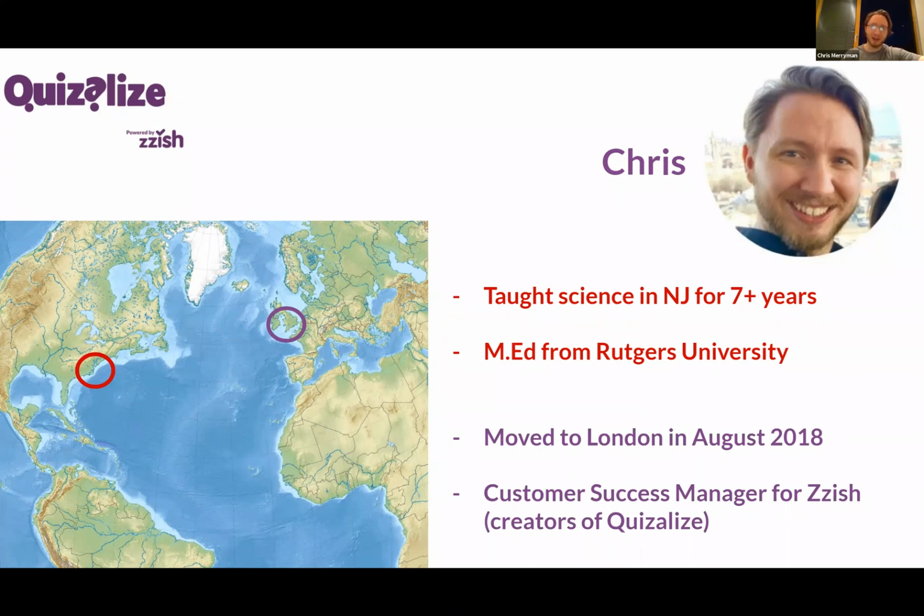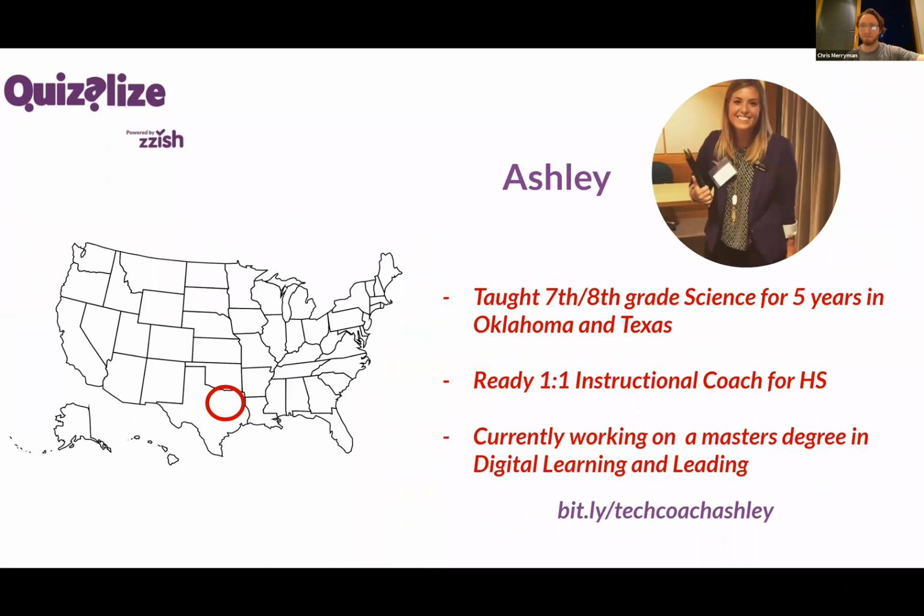And I think I'm going to give Ashley an opportunity to introduce herself as well. All right. Hey guys, my name's Ashley Jackson, and I have taught 7th and 8th grade science for 5 years between the states of Oklahoma and Texas. But I'm in the Dallas, Texas area in one of our suburbs. And as of March 2nd, so right before the U.S. went to digital or online classrooms, I moved into a new position of being a ready one-to-one instructional coach.